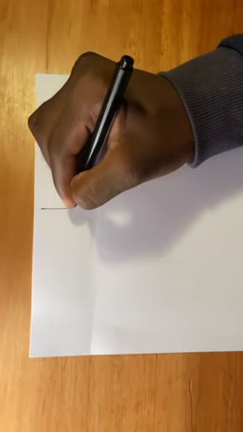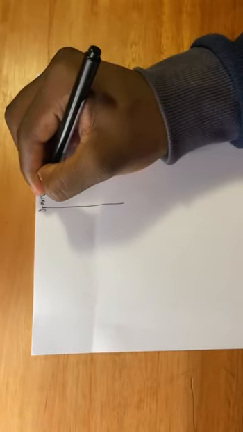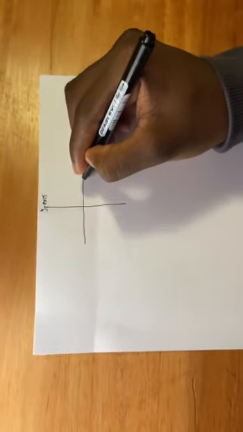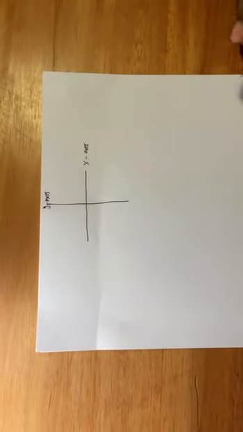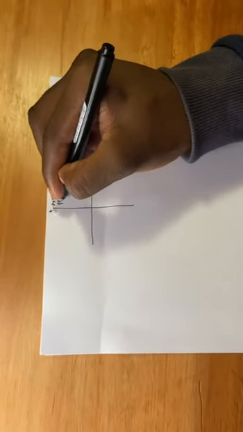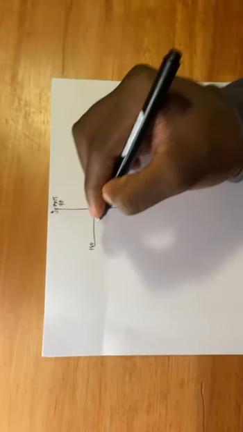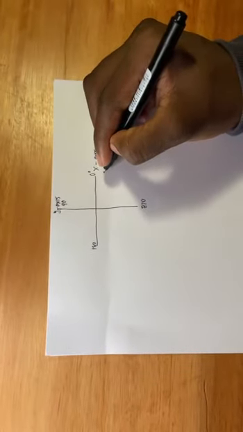Okay, good day. Today we'll be understanding the Cartesian plane with trigonometry. So let's just say we're given a y-axis and we have an x-axis here. So we know that here we have 0 degrees, we have 90, we have 180, 270, and 360.